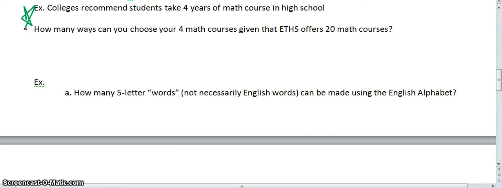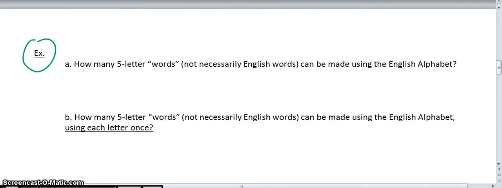Okay, this college one I'm going to leave for you to do on your own, and we're going to go ahead and do the 5-letter word one. How many 5-letter words can be made from using the English alphabet? So this is a permutation because order matters.